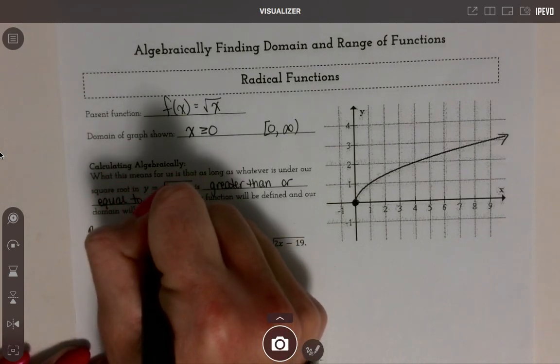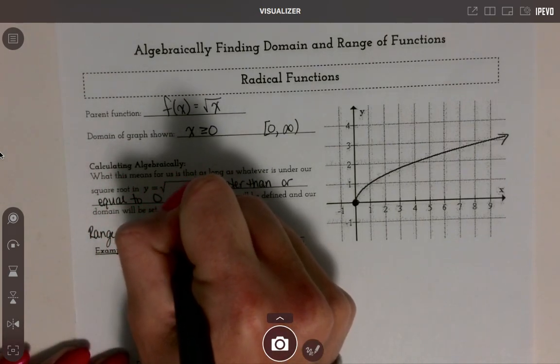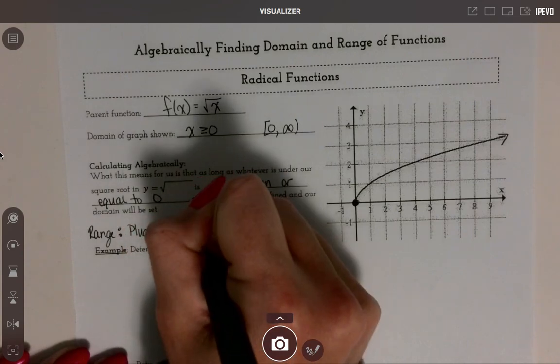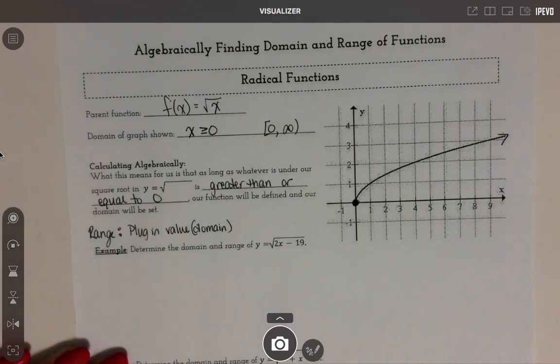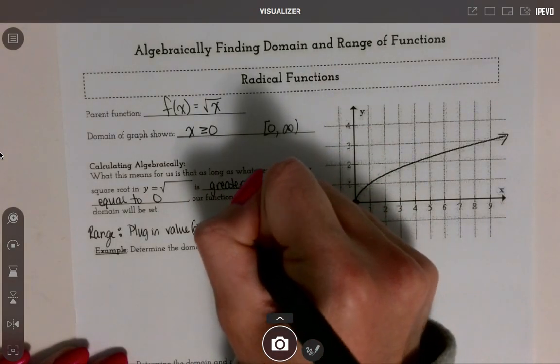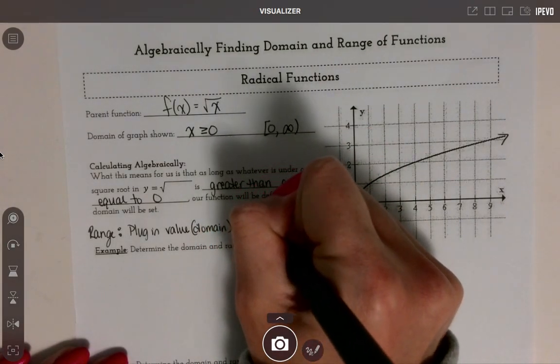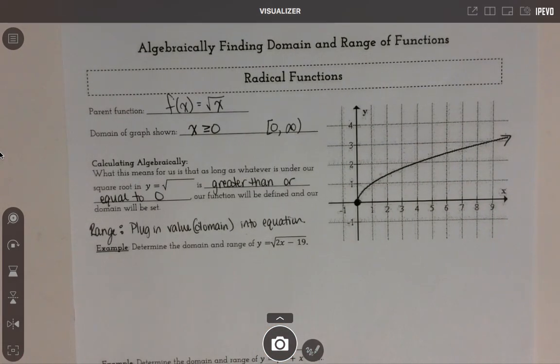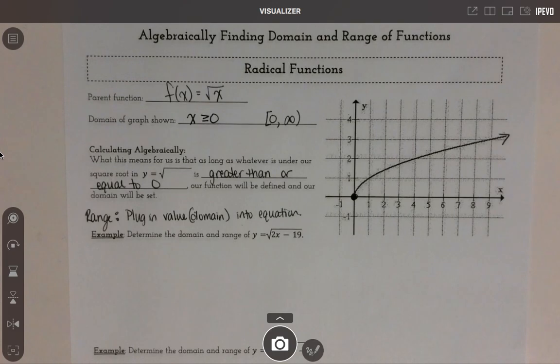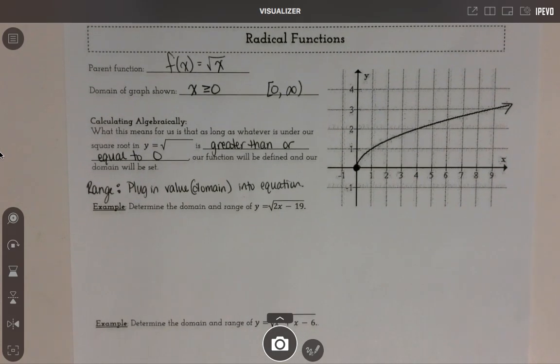By plugging in that value from our domain into our original equation. We also have graphing calculators, so we can double check the picture on the graph if we are allowed to use our graphing calculator. So I'm going to do this first one here.